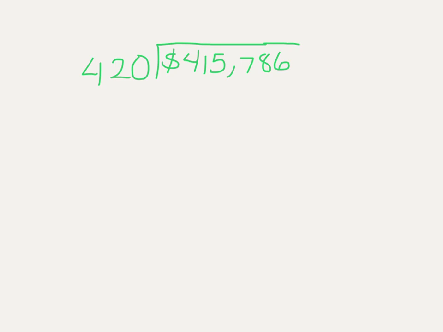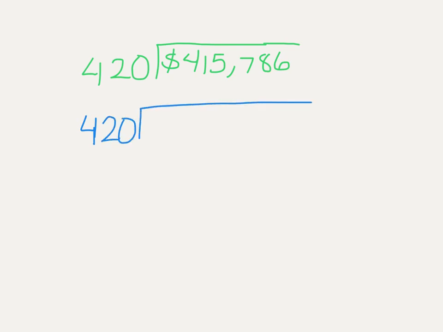In the last two examples, we've changed both the dividend and the divisor into compatible numbers, but sometimes we only need to change one, either the dividend or the divisor. If we take a look at this example, it's a nice, neat number that ends in a 0, so we've got 420. We don't need to change that. We're going to change just the dividend. So we have 415,786 divided by 420. So we're going to keep the 420 the same.